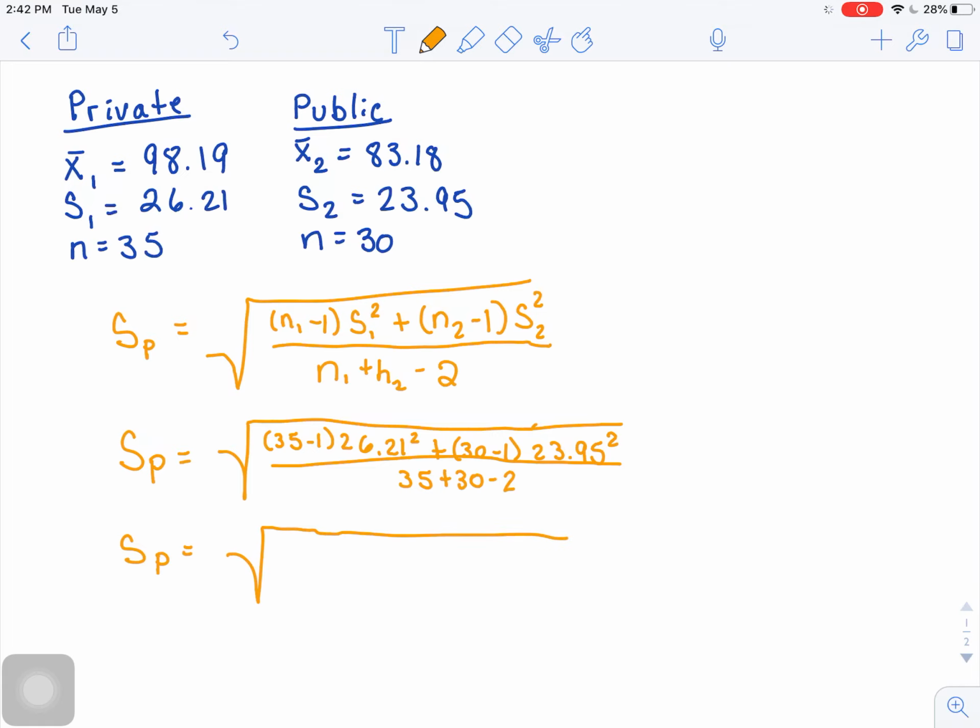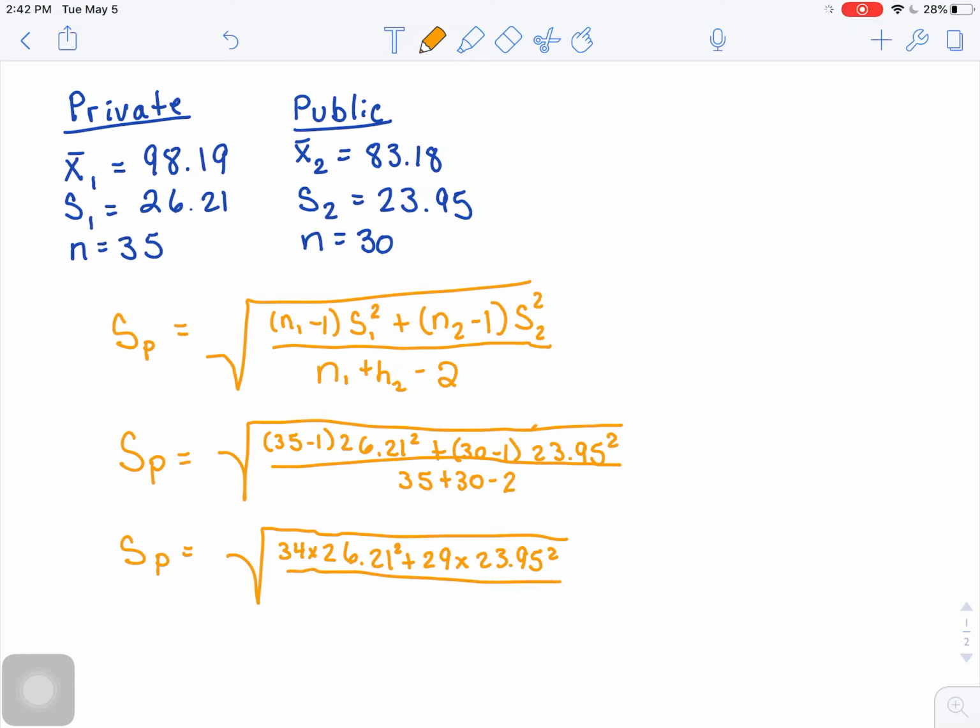Showing the next step. When you actually work it out, you have 34 times 26.21 squared, plus 29 times 23.95 squared, all divided by 63.